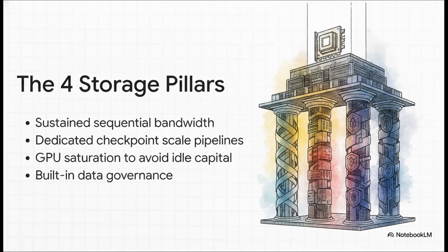First, sustained bandwidth. AI needs continuous, massive sequential reads, not just quick bursts of speed. Second, checkpoint scale. This is huge, guys. A single training run for a frontier model could literally dump hundreds of terabytes in checkpoint snapshots alone, so you absolutely need dedicated write pipelines. Third is GPU saturation, because like we said, an idle GPU is literally just burning cash. And finally, data governance. Things like data lineage and versioning aren't just afterthoughts anymore, they're front and center storage requirements.